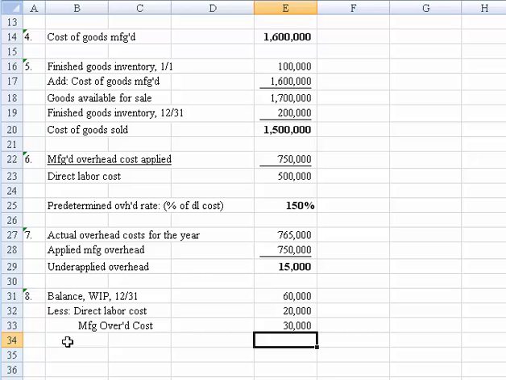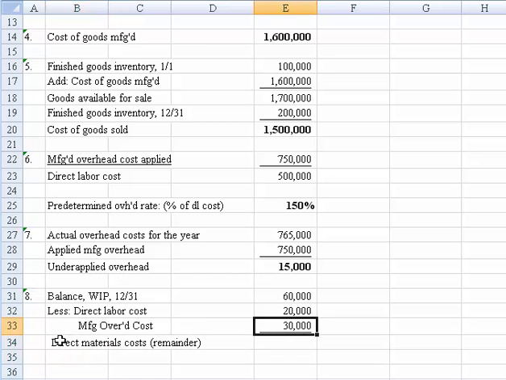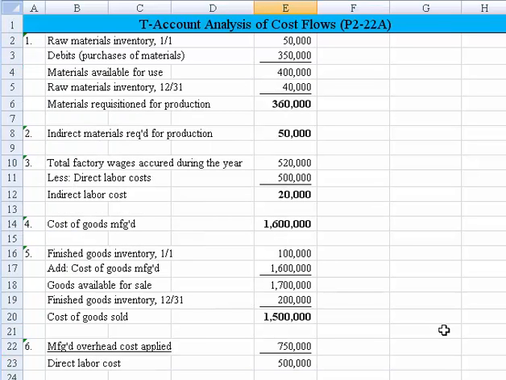And then that would compute how much of the work in process consisted of direct materials cost. So that's the remainder. How we do that is we take the 60,000 less the 20,000 less the 30,000, and we come up with 10,000, and that is the answer to number 8. And that takes care of this problem, everyone. I just slid back up to the top to show you some of the earlier answers, and I hope you found this beneficial. Thank you.